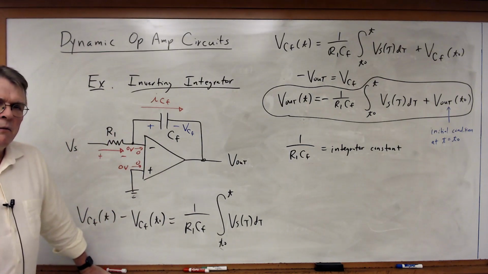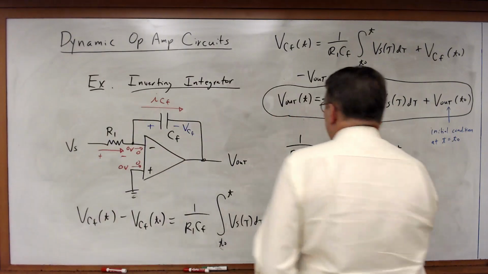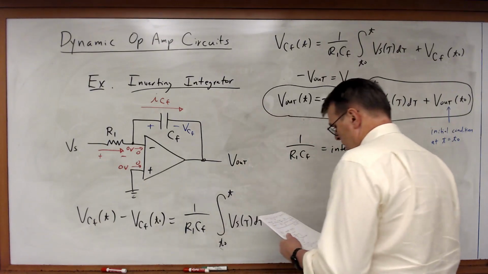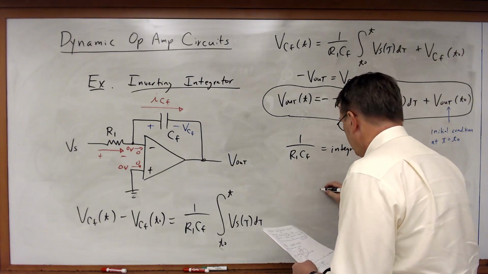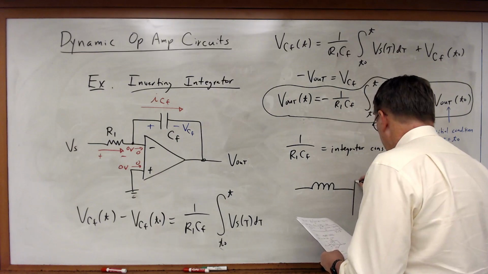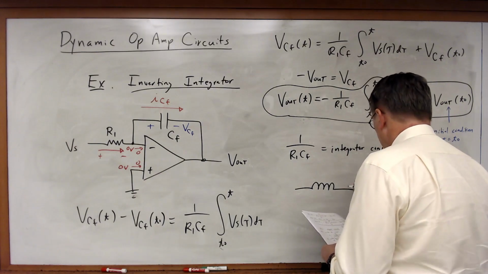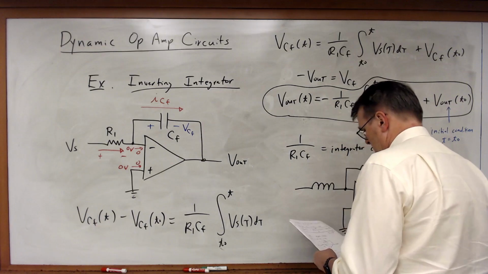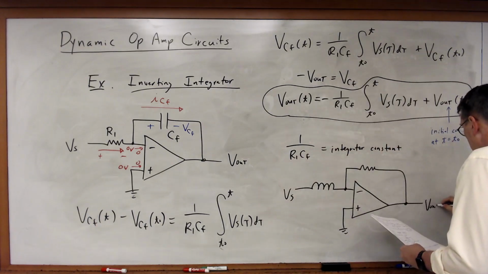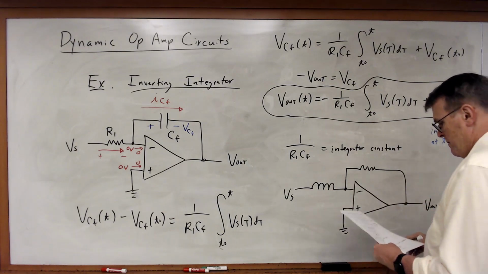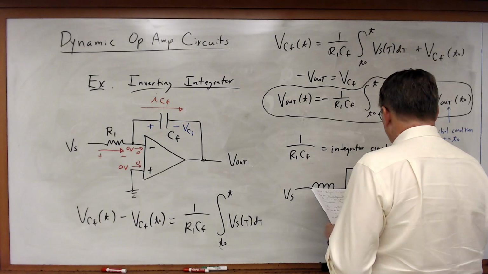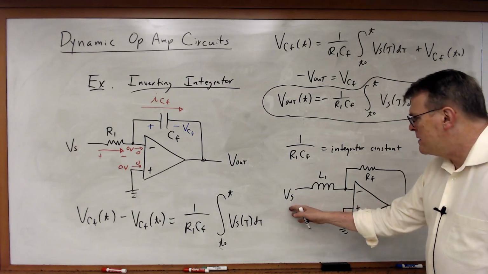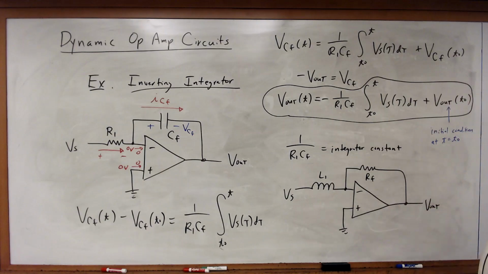Okay, so let's look at a different circuit. Let's keep this one in mind. And I'm going to draw the following circuit. In this case, I'm using an inductor and a resistor. Call this RF. This is L1. And once again, I want to know the relationship between V out and Vs.